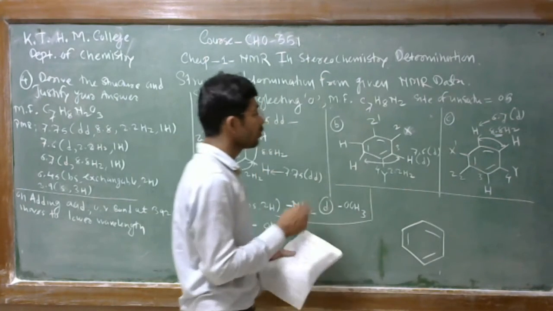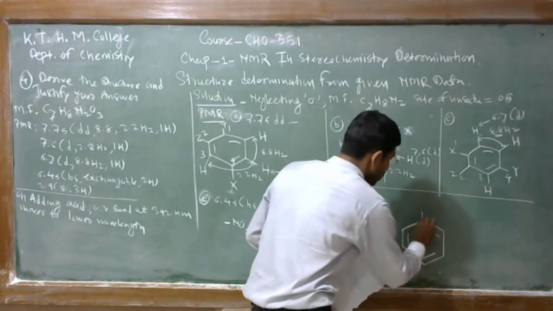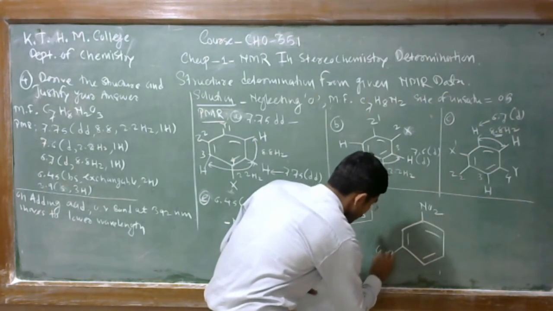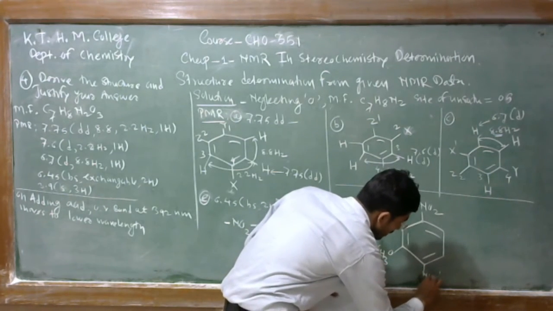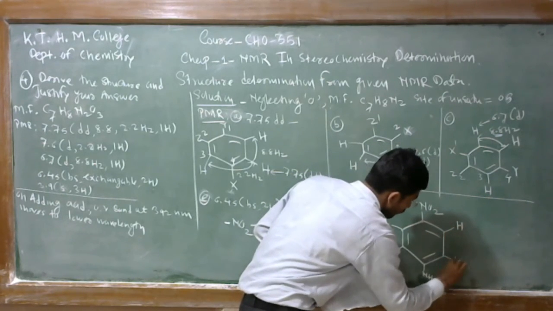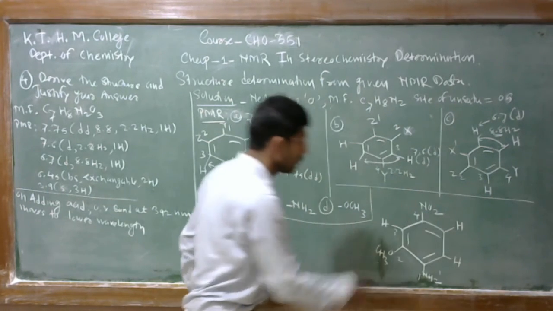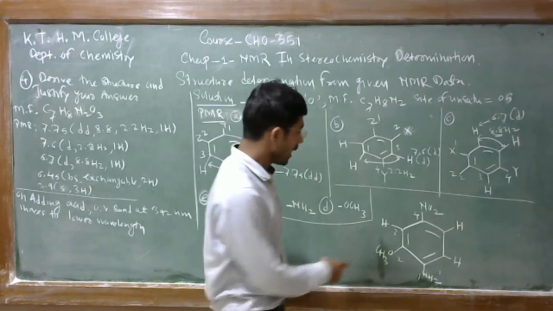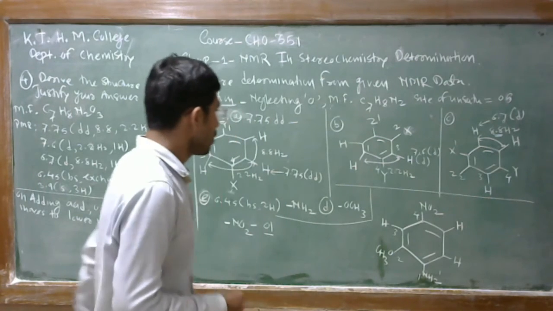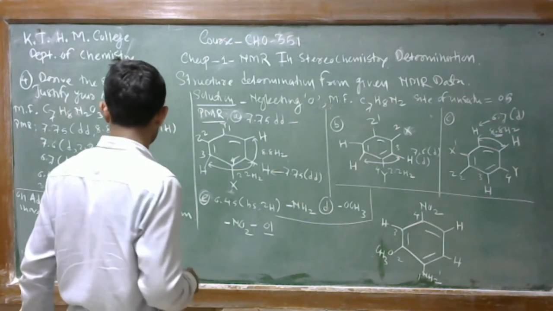So our pattern is the 1,2,4 trisubstitution pattern. So in the possible structure, 1,2,4 means like this: methoxy, NH2, like this. Then H and 3 aromatic protons we consider here, so 1, 2, 3 and 4. So 1,2,4 trisubstitution, and over this the nitro group is one of the groups, methoxy also, NH2. We can write here. So over this structure we have to assign these chemical shift values.